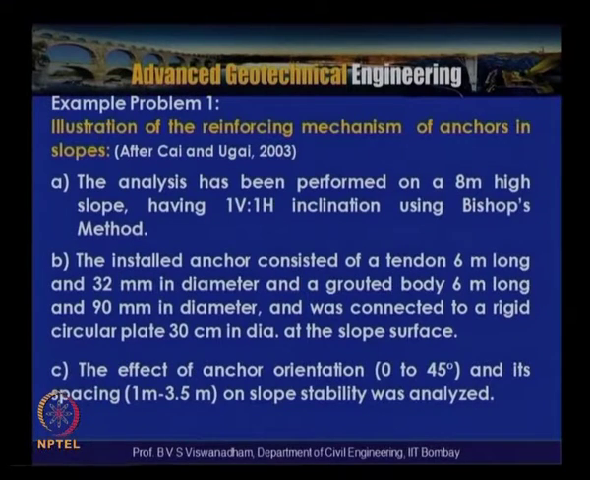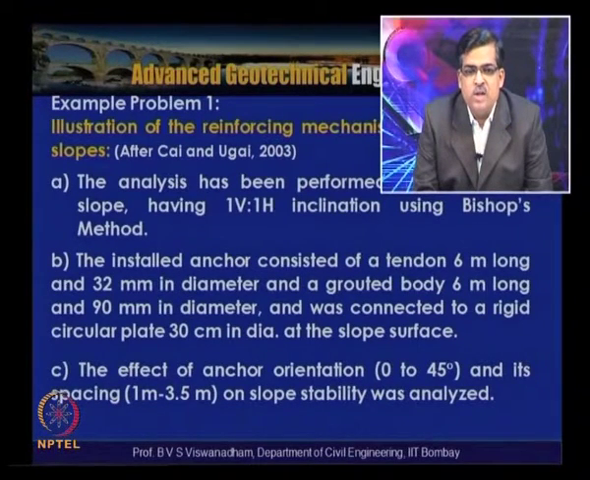Now, example problem 1, illustration of the reinforcing mechanism of anchors in slopes. This is the theory part we discussed in the previous lectures, according to Kai and Ugai 2003. The analysis has been performed on an 8-meter high slope with one vertical to one horizontal slope inclination, using Bishop's method. The properties and configurations given by Kai and Ugai 2003 were considered. The installed anchors consist of a tendon 6 meters long and 32 mm in diameter, and a grouted body 6 meters long and 90 mm in diameter.